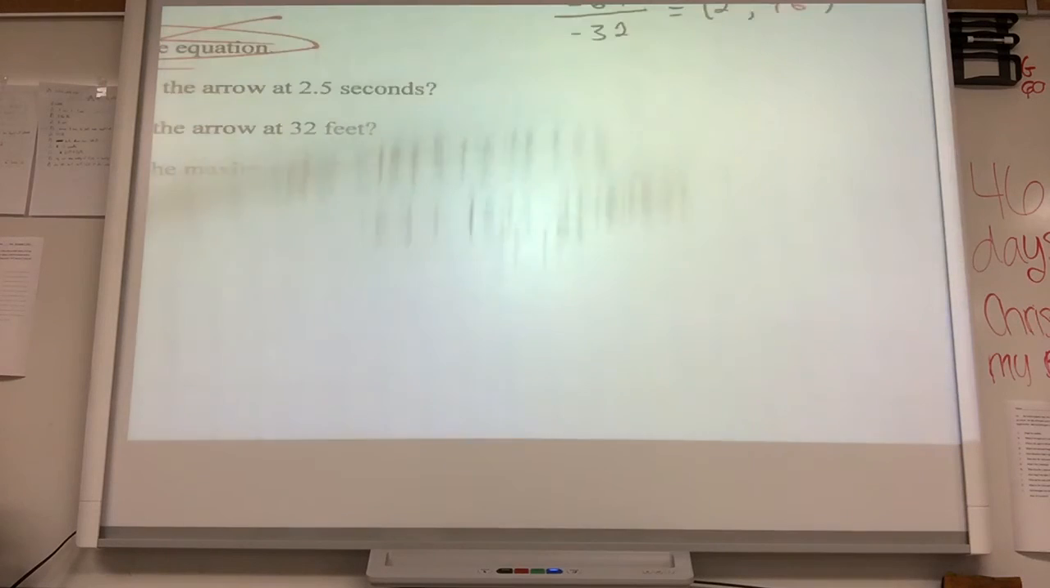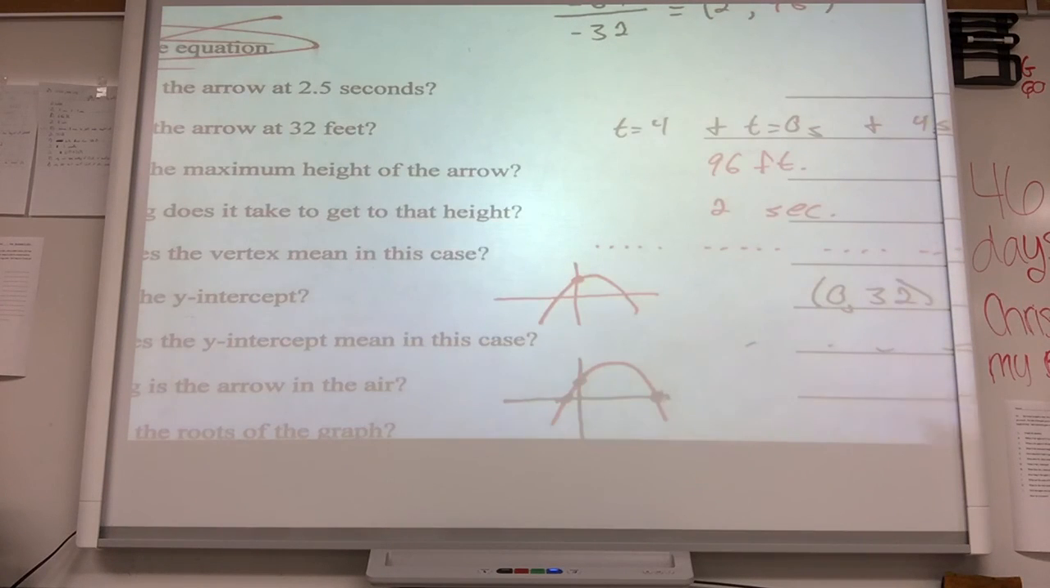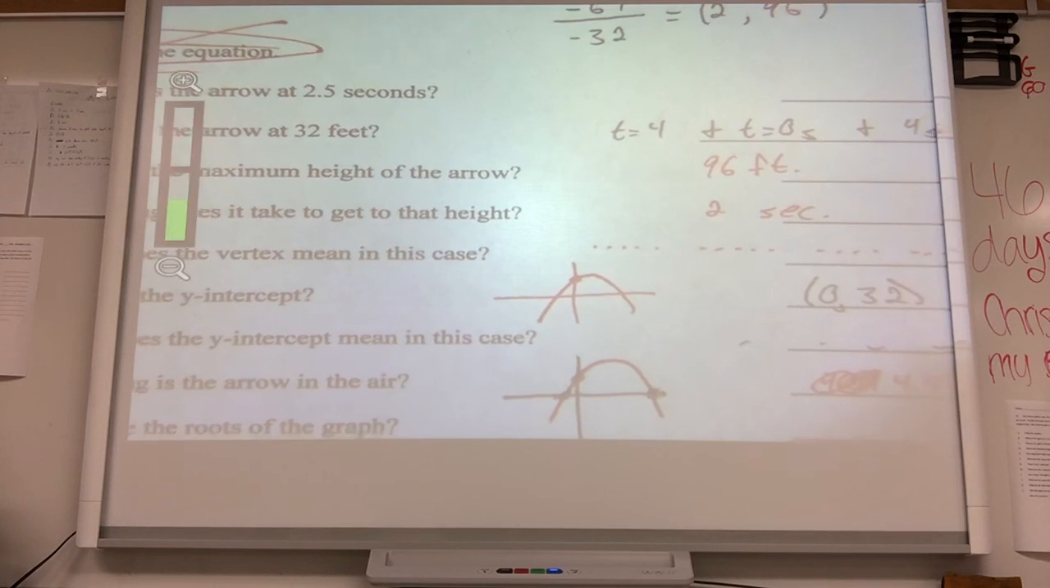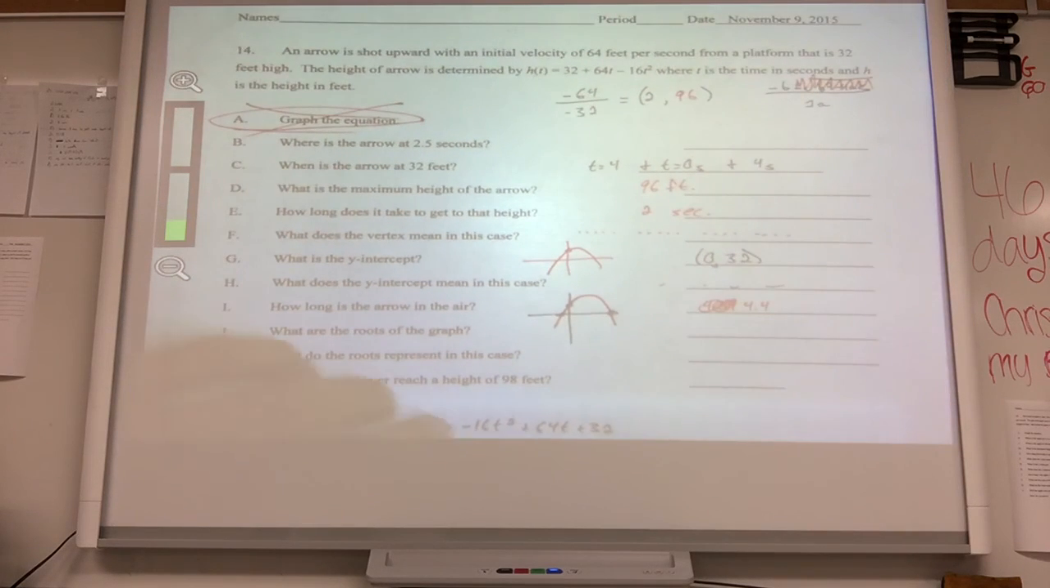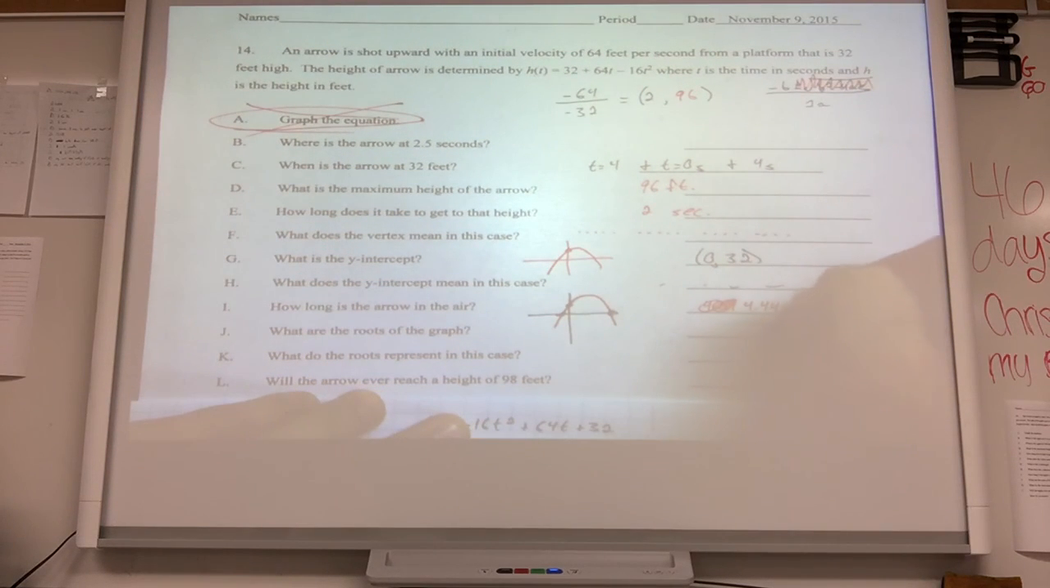All right, so I'm going to take that, and I'm going to write how long is the arrow actually in the air? 4.449 seconds.